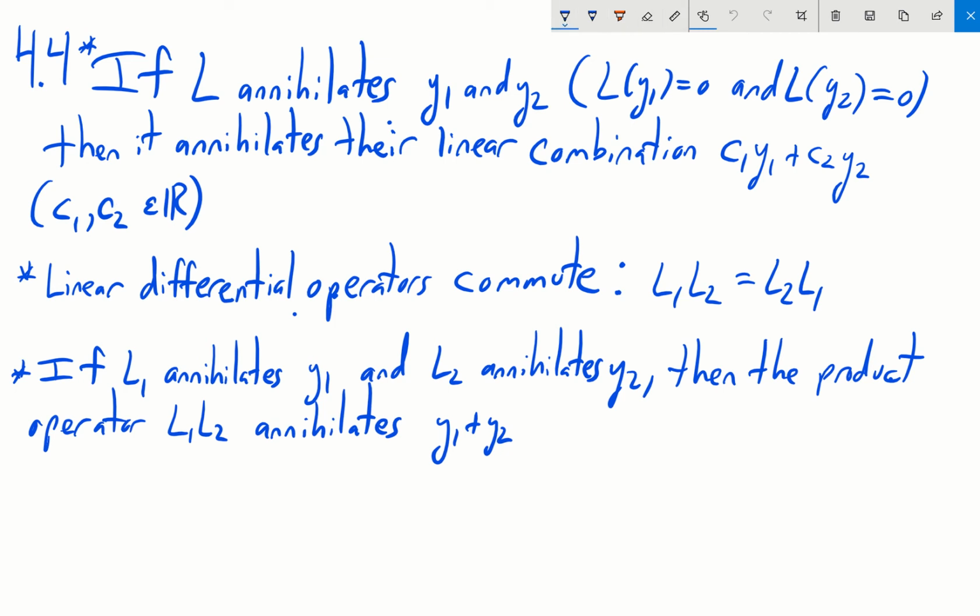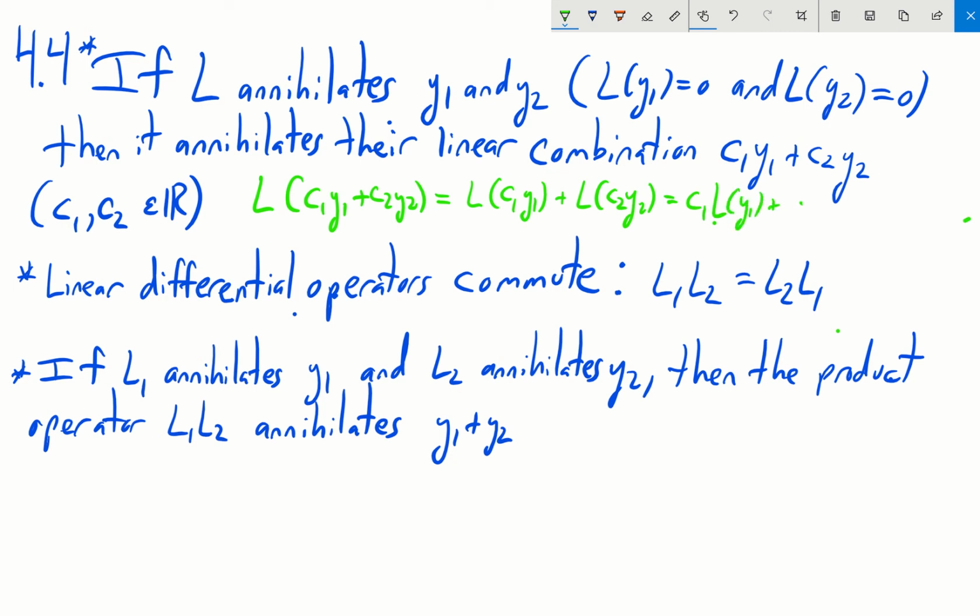To see what that would look like when we say that it annihilates it, if we apply L to the linear combination c1y1 plus c2y2, because it's a linear operator, that's L of c1y1 plus L of c2y2. We can always factor constants out of differential operators. So that's c1 times L of y1 plus c2 times L of y2. And then remember, these two terms are 0. So we get 0 plus 0. So sure enough, L will annihilate their linear combination.